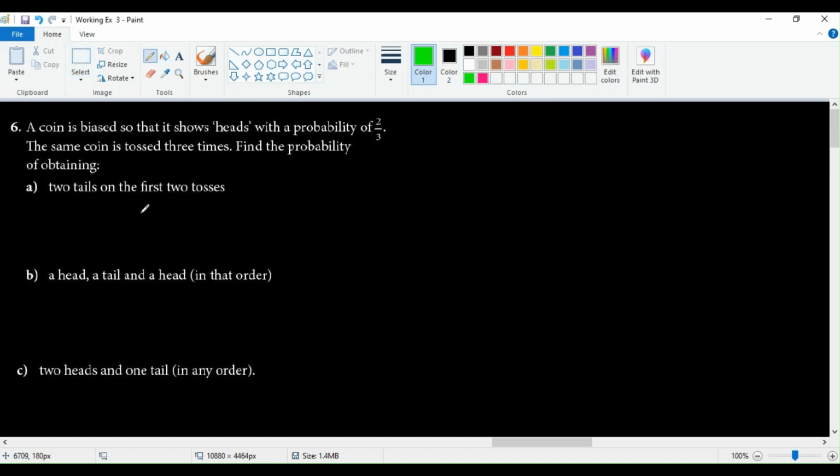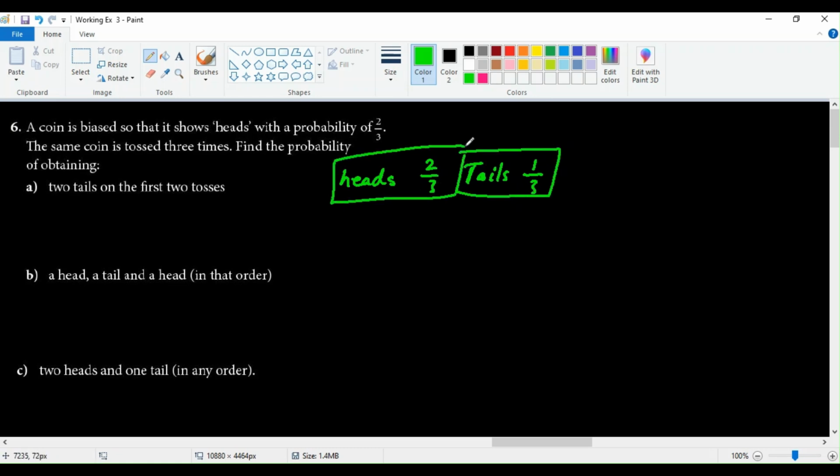Now in here it says 2 tails. That means the probability of having heads is 2 over 3. That means tails is going to be 1 over 3. This is the thing that you should always remember when it comes to questions like this. So 2 tails on the first 2 tosses, it's going to be 1 over 3 times 1 over 3. So the only probability is going to be 1 over 9 as the final answer for this question.